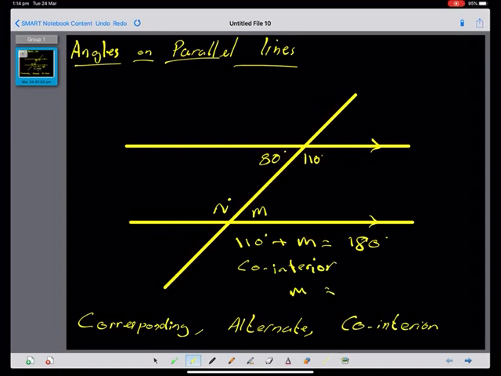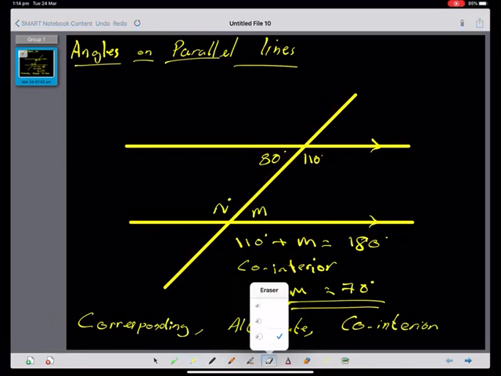We need to add 70 to 110 to get to 180, and m is 70. Okay, so slight mistake here. This should be 70. That was a slight test for everybody.